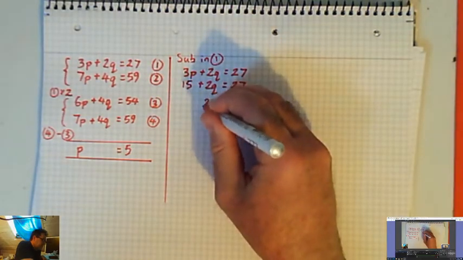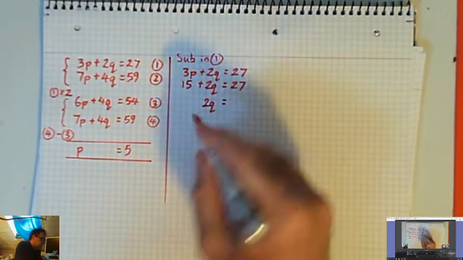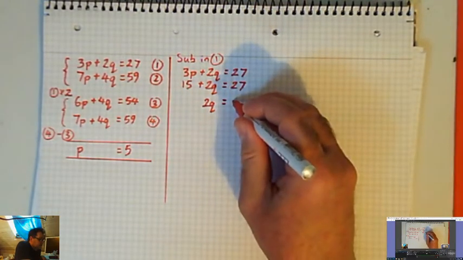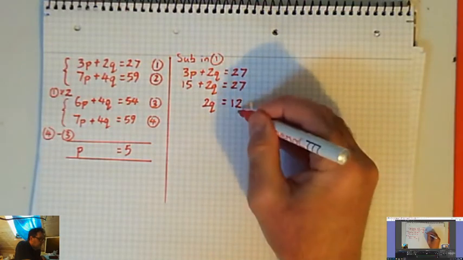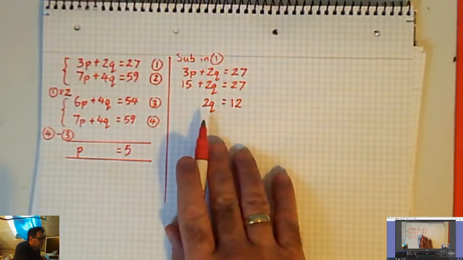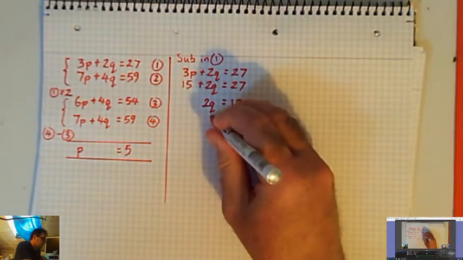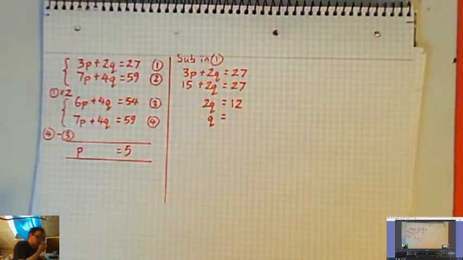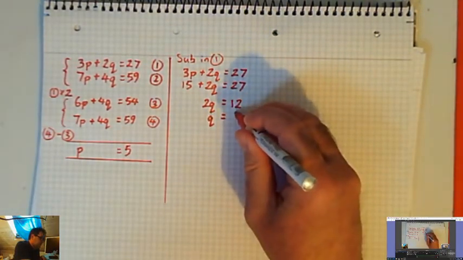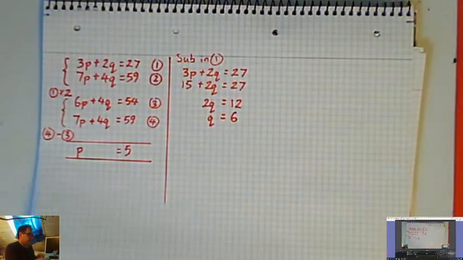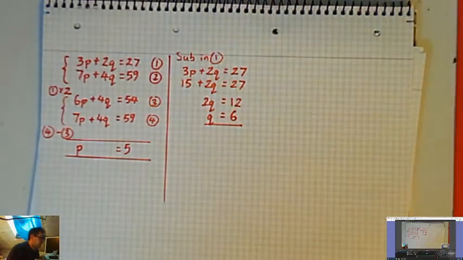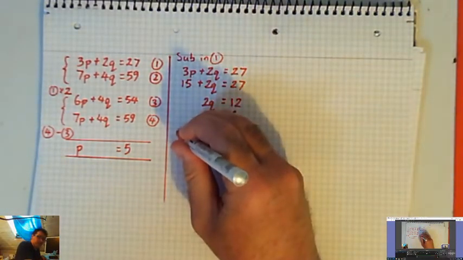I'd quite like to get the 2q bit on its own. So I'm going to take away the 15. But because an equation is like a balance, I've got to take away 15 the other side as well. So that leaves me with 12. So taking away 15 from both sides, 2q equals 12. I don't want to know what 2q's are. I just want to know what q is on its own. So I'm going to divide everything by 2. So when I divide the right hand side by 2, I get 6. So q equals 6. So I figured out my answer, that p equals 5 and q equals 6.